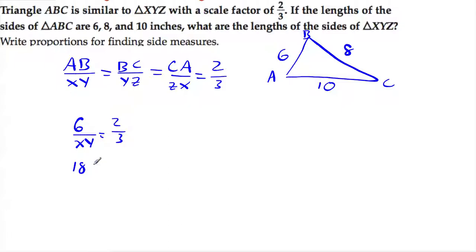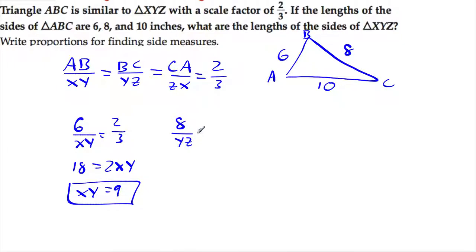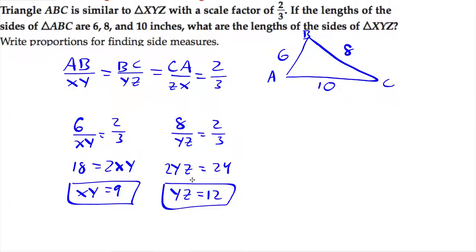Well, cross multiplying, we get 18 is equal to 2XY. So XY is equal to 9. BC is 8. So 8 to YZ is yet again equal to 2 to 3. So 2 times YZ is equal to 24. So YZ is equal to 12. And then finally, we get 10 to ZX is equal to 2 to 3. So we know 2 times ZX is equal to 30. And now you can see why I cross my Z's. And also that ZX is equal to 15.